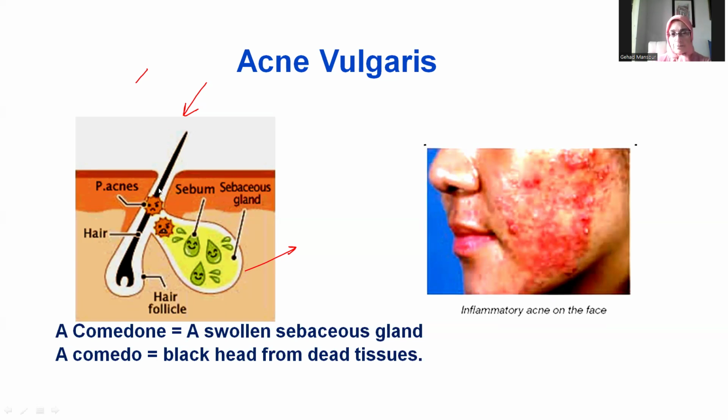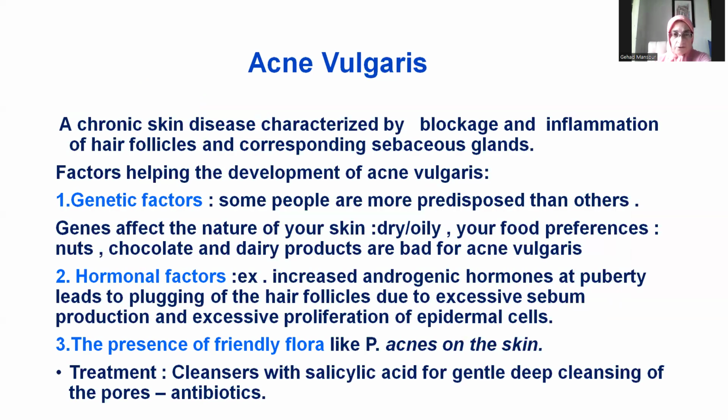Sometimes, of course, all the changes that occur in the sebaceous gland occur in the hair follicle. What is the hair follicle? The hair follicle is the pocket of skin that surrounds the hair and protects it. And sometimes on the surface of the skin here, we can see a black dot that is called the comedone. And this indicates that the condition is severe, that it is a severe inflammation. Those black dots are nothing but dead cells, and it is a blackhead. We call it a blackhead from dead tissues.